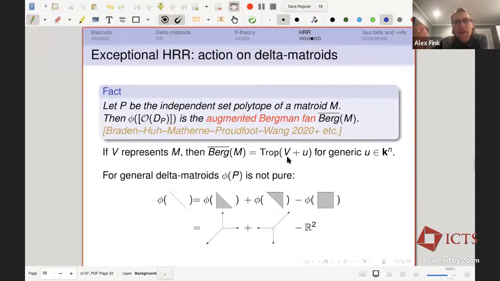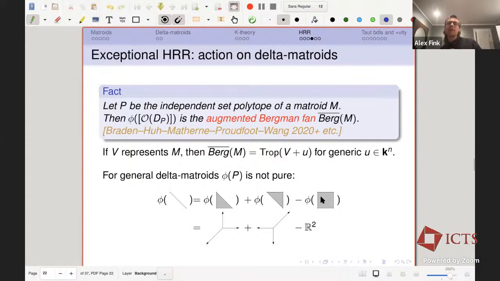We wanted an analog of the Bergman fan for all delta matroids, and it turns out we don't quite get that. If I take an arbitrary delta matroid, then I don't get a pure dimensional image under this map. So here's the first example. I take this diagonal in the square I had before. We have this additive relation using the polytopes, right? This diagonal is the sum of the two triangles minus the square.